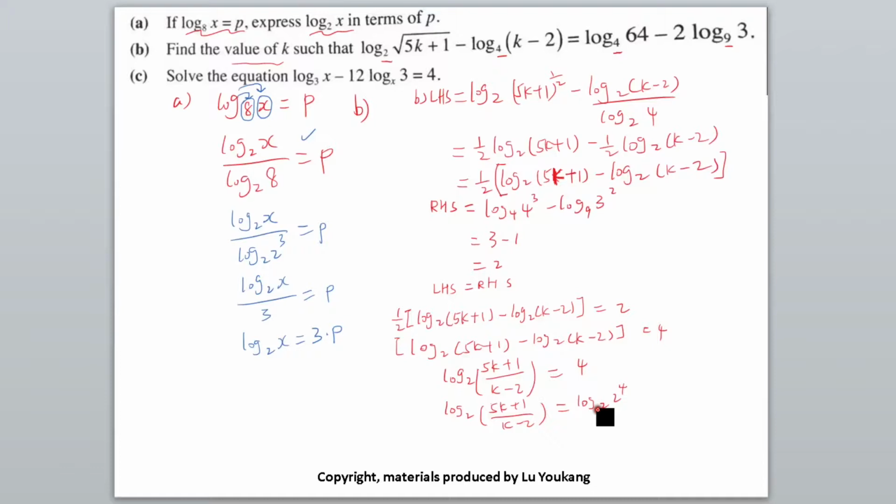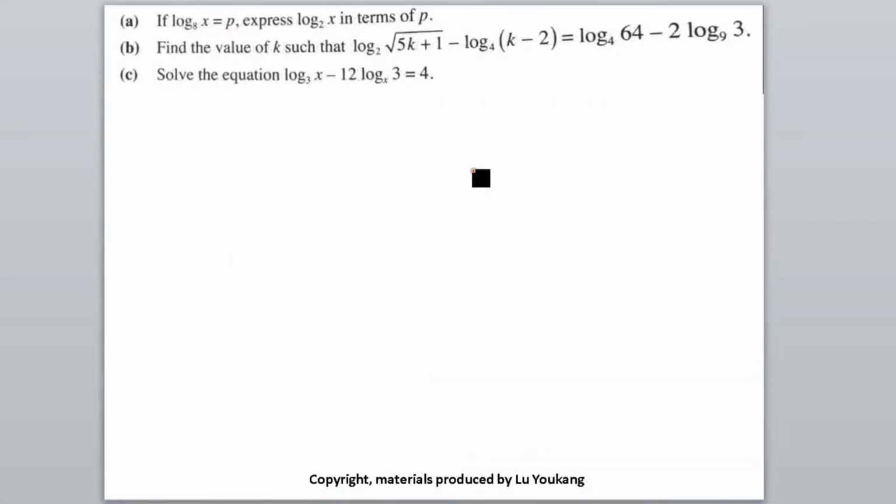So as you can see, 4 is also equals to log 2 to the power 4. Therefore, my 5k plus 1 over k minus 2 equals to 16. Right? So now we can cross multiply to get k equals to 3. And I have no space for C, so I have to turn to the next slide for question C.